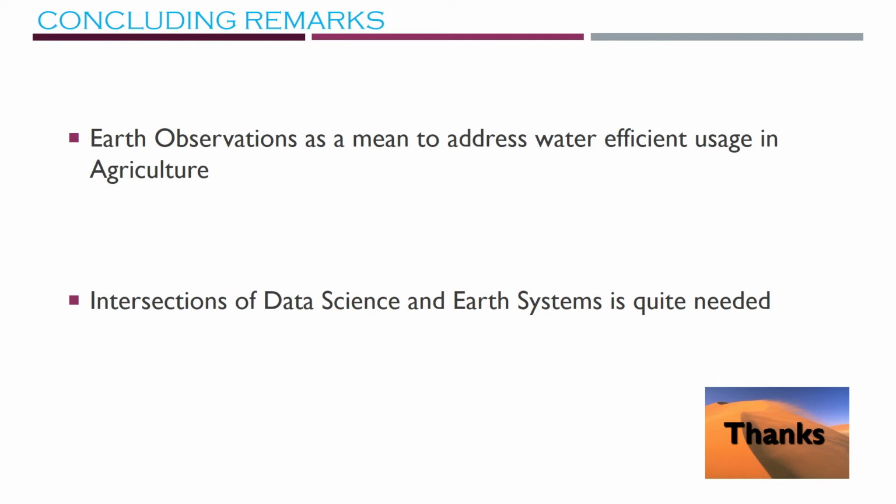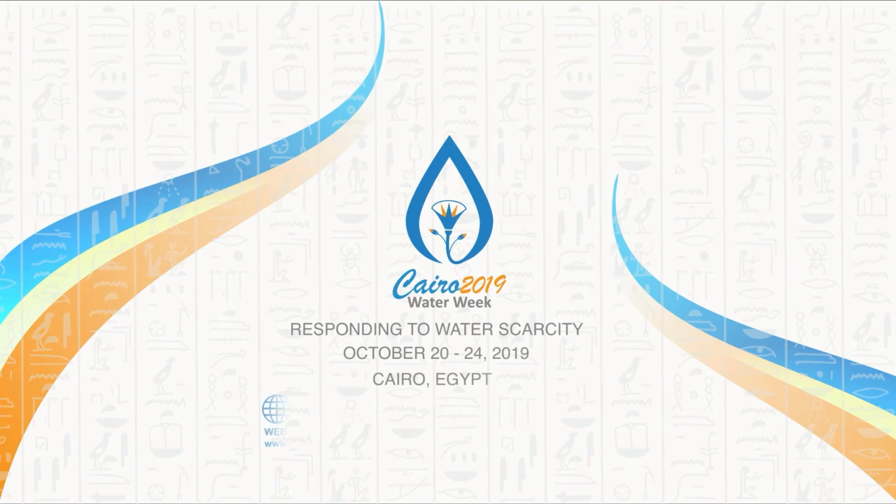My take-home message: Earth observations can be used as a means to address water-efficient usage in agriculture, and the intersection between data science and Earth system science is quite needed, and it can really show us different information that we are not really aware of.